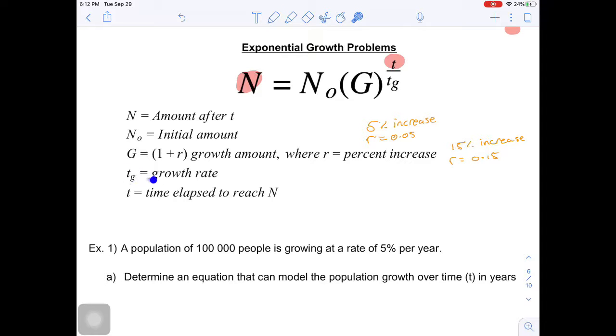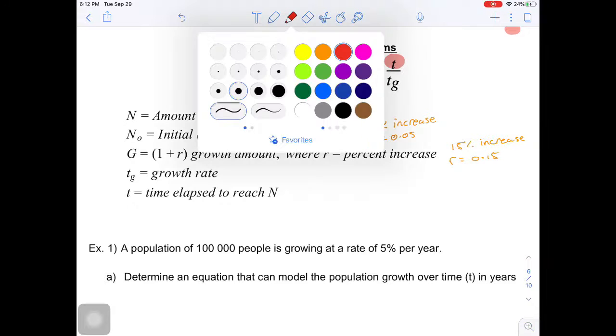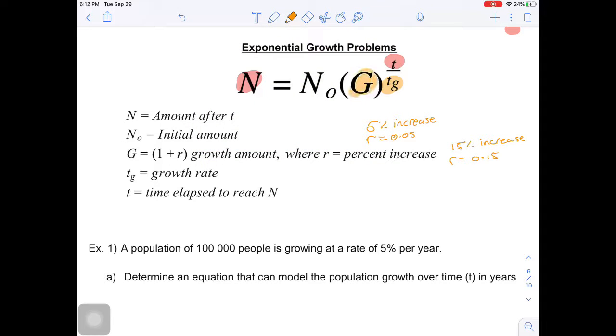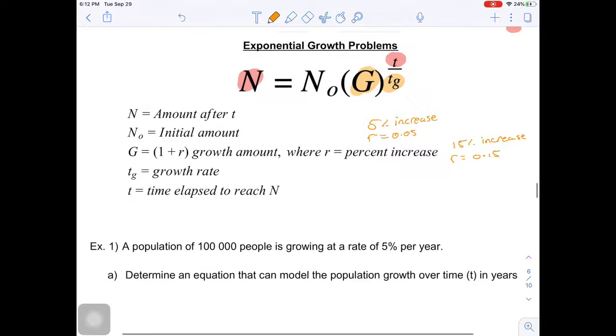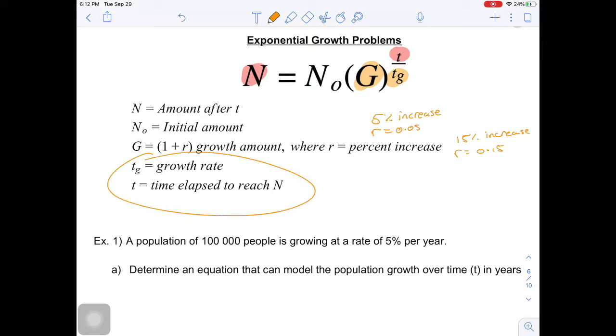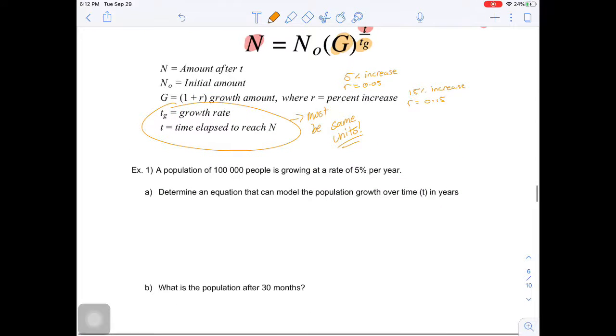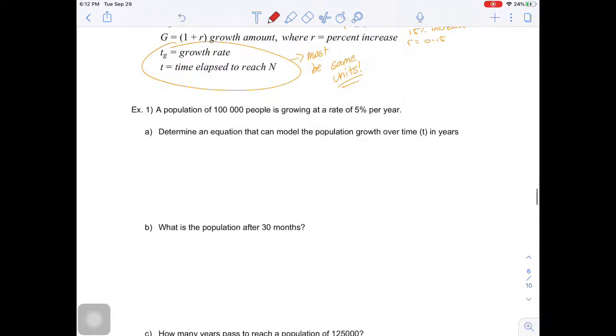Now, tg is the growth rate. So what is the time it takes for you to increase by g? That's what that means. So these two values are related. Now, the last thing to mention here is tg and t have to be in the same units. Must be same units. That's super important. Okay, so let's move on here.